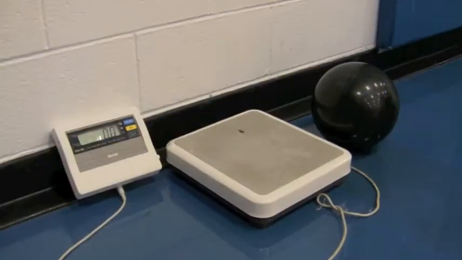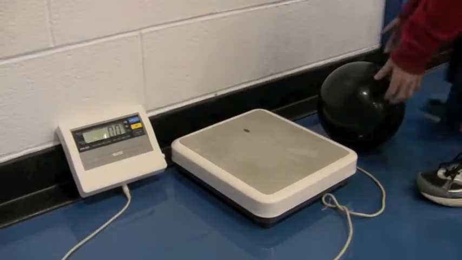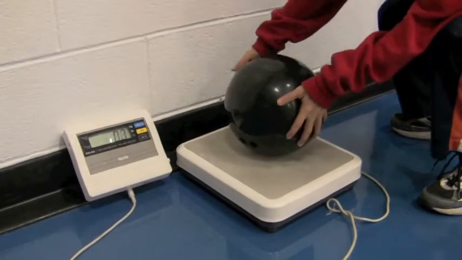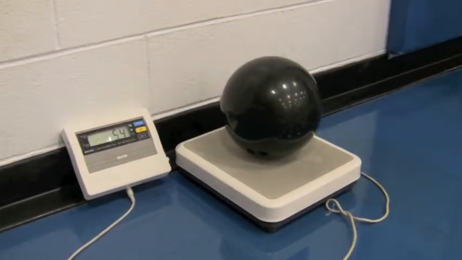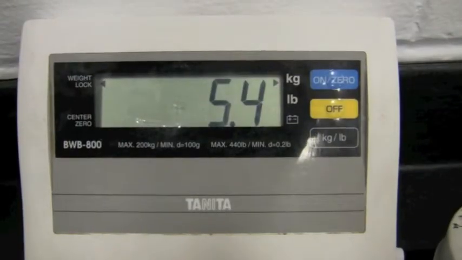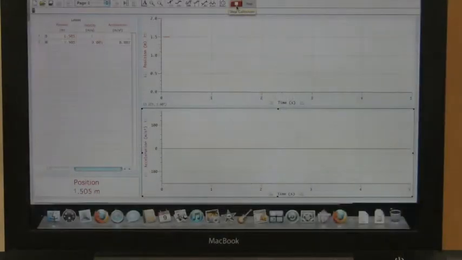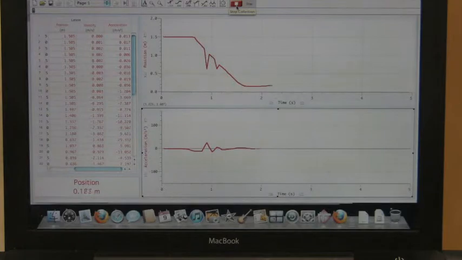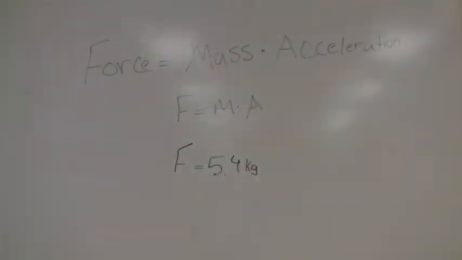In order to calculate this force, we must determine the mass of the bowling ball. The mass of the bowling ball is 5.4 kilograms. Next, we must determine the acceleration of the bowling ball. We do this with our motion detector and our laptop computer. We measure our bowling ball's beginning acceleration at 2.1 meters per second squared.